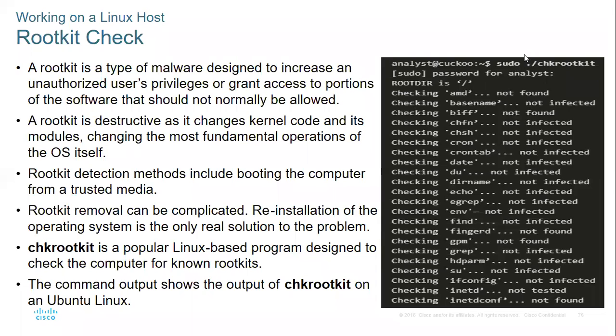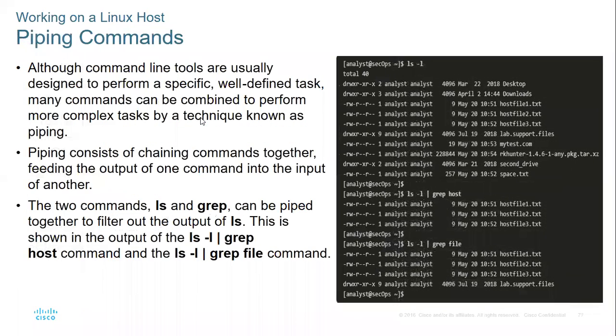So how do you check for rootkits on Linux? Use the command sudo, then chkrootkit. Once you run this command, you can find out whether your system is infected or it is not.